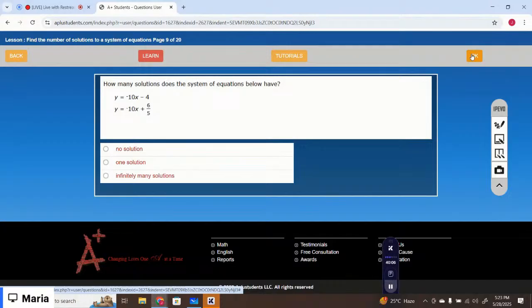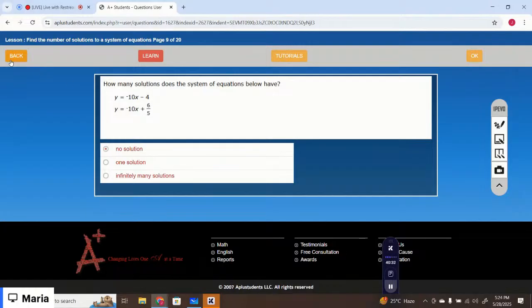How many solutions does the system of equations below have? Y equals negative 10x minus 4 and y equals negative 10x plus 6 over 5. So which is the correct option? No solution. Option number one is the correct option.